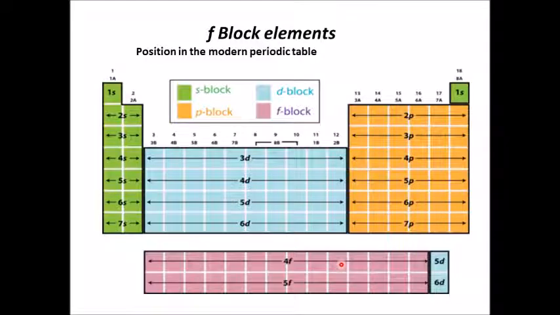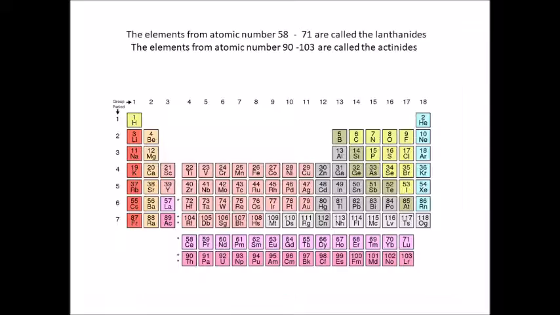As you can see, it consists of the 4f and the 5f series, and it is also called the 5d and the 6d transition series. What are the elements in the F block? In the F block, the elements have atomic numbers 58 to 71, which are called the lanthanides, and the elements from atomic number 90 to 103, which are called the actinides. See here, 58 is cerium and it goes on to 71, that is lutetium, 90 is thorium and 103 is lawrencium.